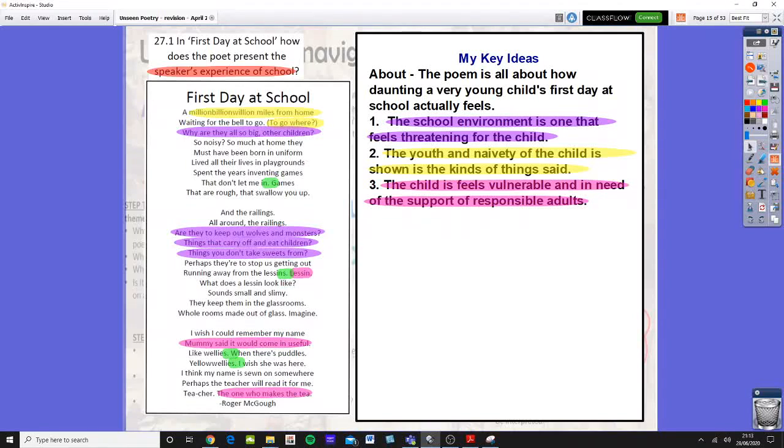There's also, you will have noticed, I've highlighted little bits in green. They are examples of caesura where there's a break in the line. I haven't highlighted them all, but that kind of lack of certainty on the part of the child is emphasised by how some parts of the poem are quite hesitant, and using very short, broken sentences like that again emphasises the youth of the child.